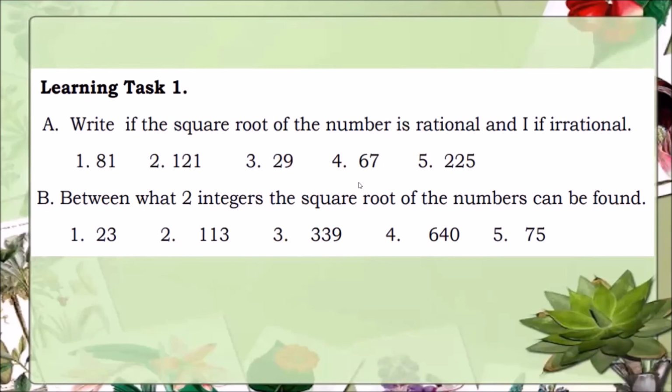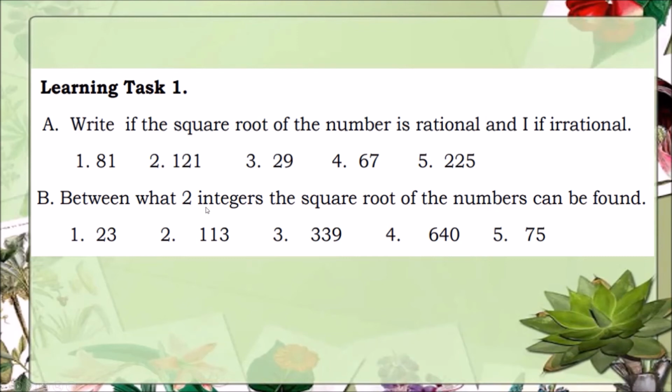Okay, to answer our learning task number 1, letter A, write R if the square root of the number is rational, and I if it is irrational. R kung rational, I kung irrational. Number 1 is square root of 81. Number 2 is square root of 121. Number 3 is square root of 29. Number 4 is square root of 67. Number 5 is square root of 225.